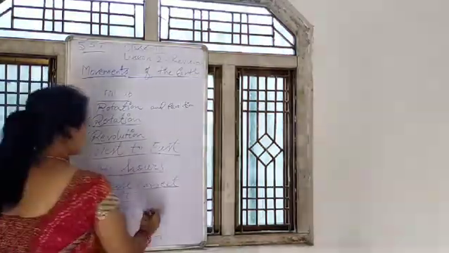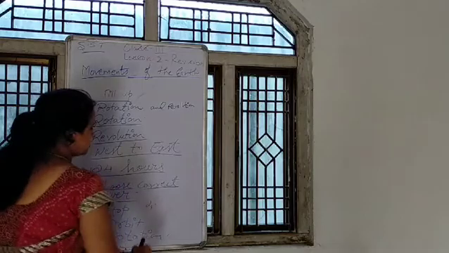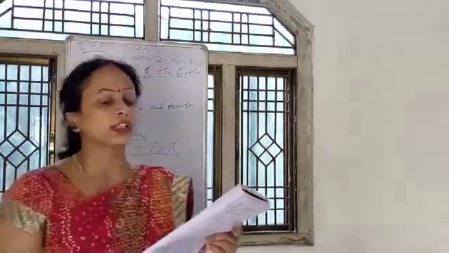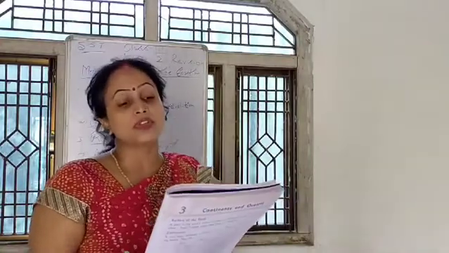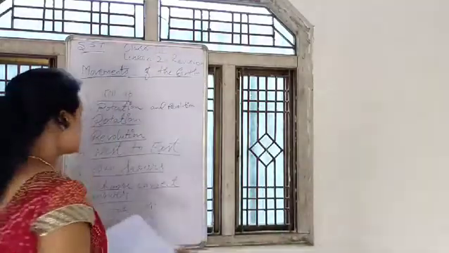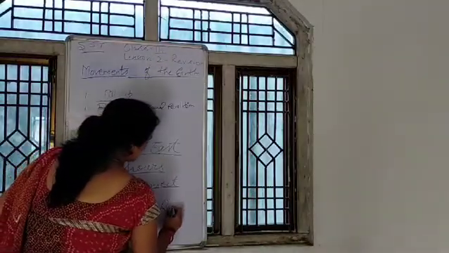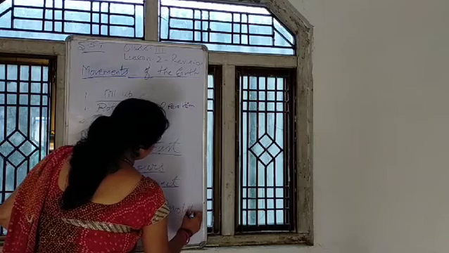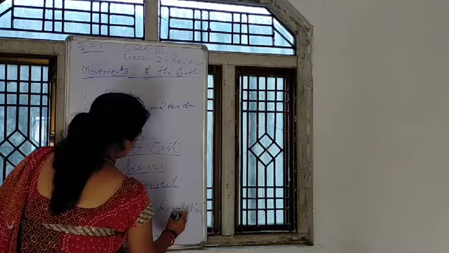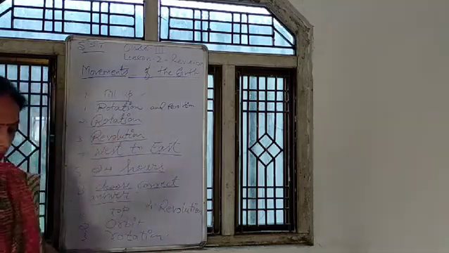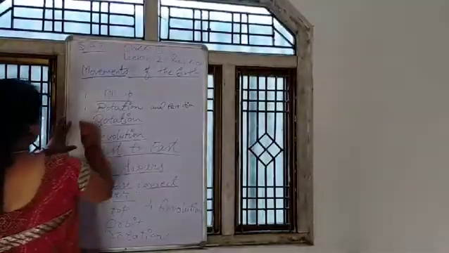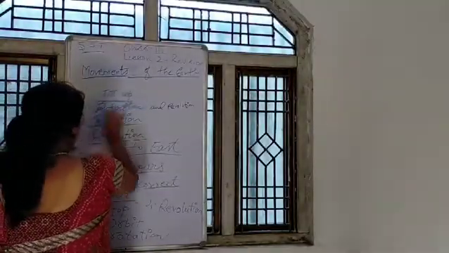Now the last one, fourth one. Seasons are caused due to dash of the earth. Seasons are caused due to revolution. Okay, due to revolution. Hope you understood this. The choose the correct answer and fill-ups are clear to you, isn't it?